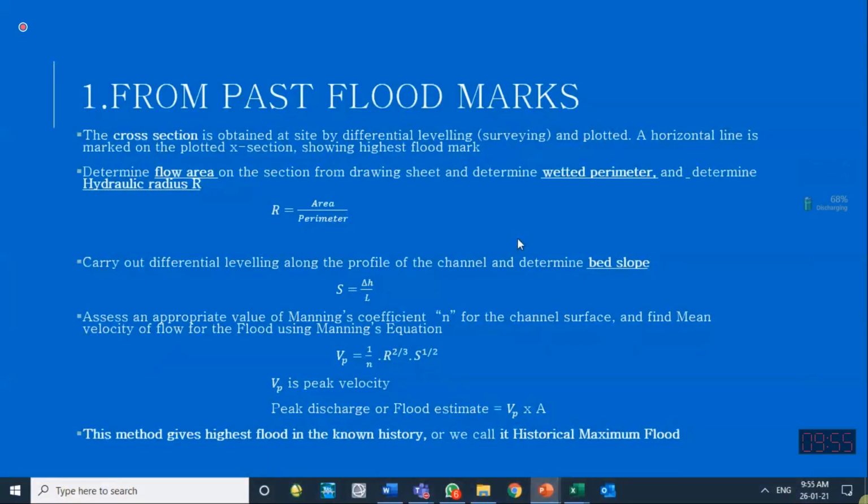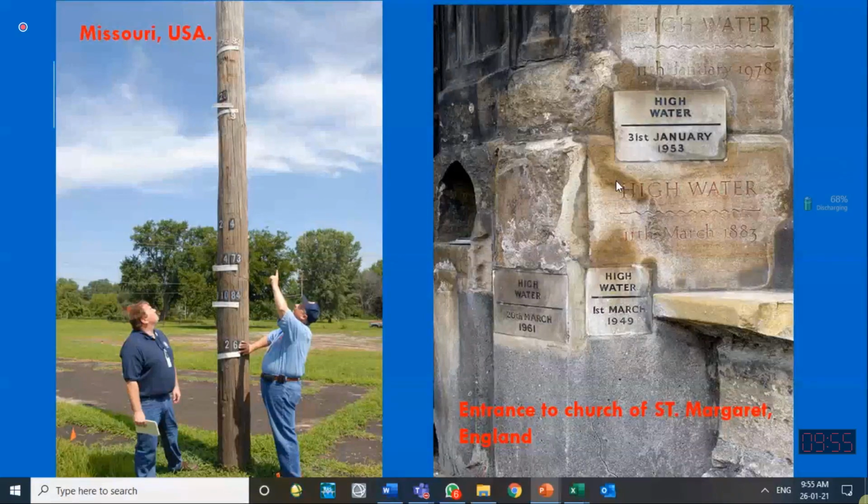If you have the flood mark and you have the cross-section, you can have the idea of the flow area. If you have the flow area, you can also calculate the perimeter. And if you know the slope of the channel and you choose a suitable Manning's n, you can estimate the velocity of that flood or flow. From the velocity multiplied by area, you can estimate the flow or the flood value which can reach these levels. So that is back engineering: from the flood marks, you calculate back and you calculate the discharge.